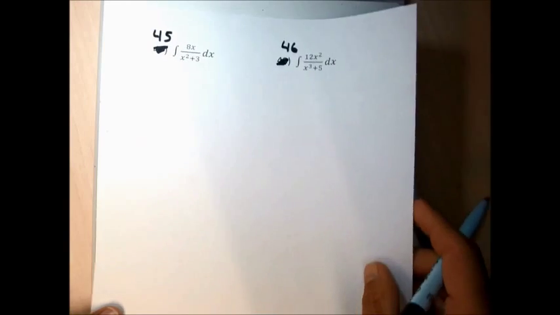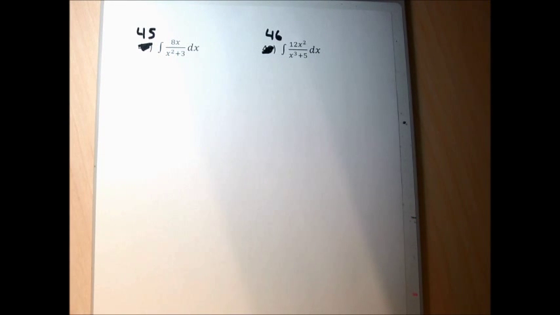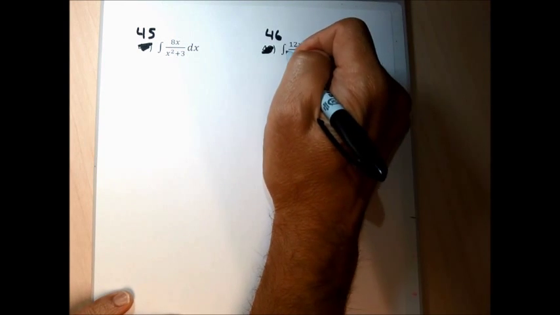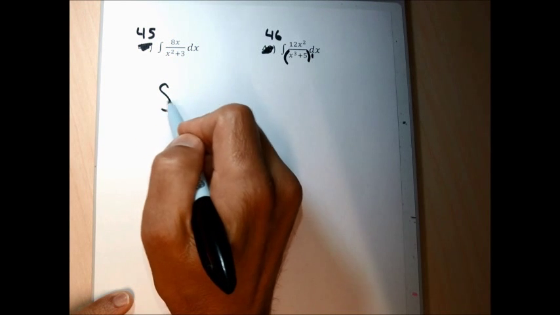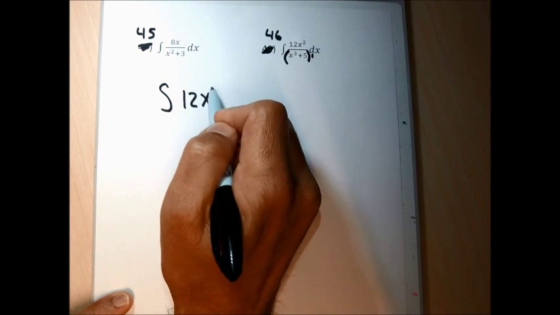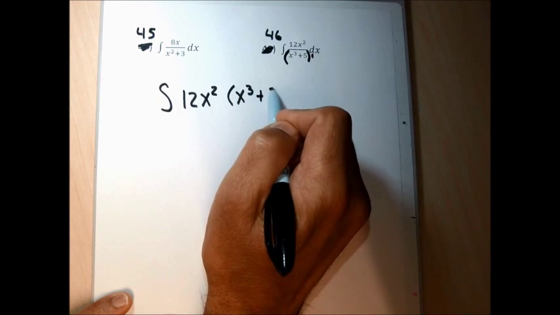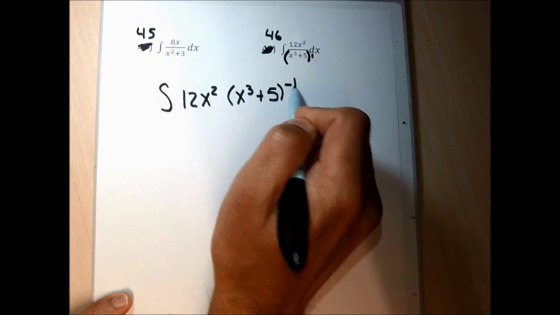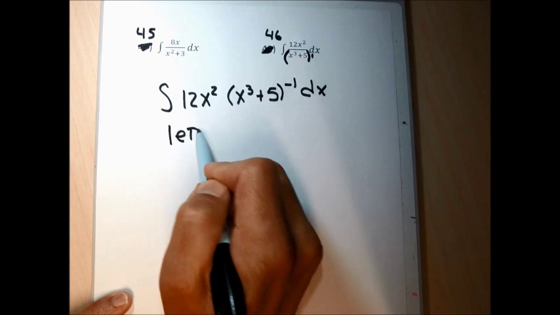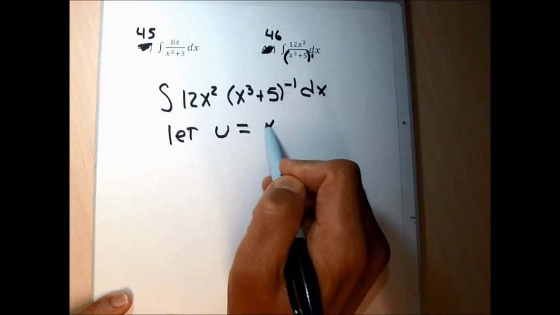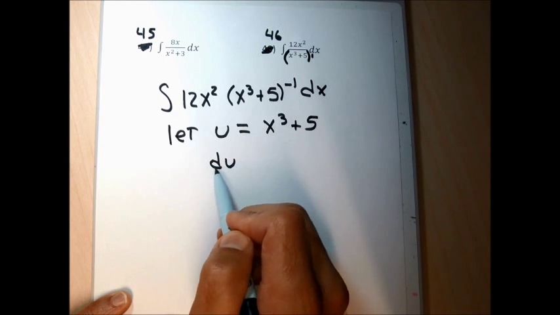So this is now 45 and 46, and for 45 and 46, again, we have the denominator that I need to give a parentheses with an exponent of 1. I need to rewrite the problem so it doesn't have a fraction by moving the denominator up to the numerator, flipping the sign of its exponent from a positive 1 to a negative 1. I let u be the inside of the parentheses. I take the derivative with respect to x.